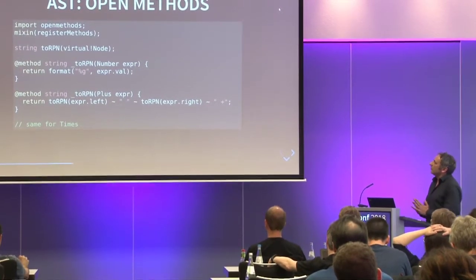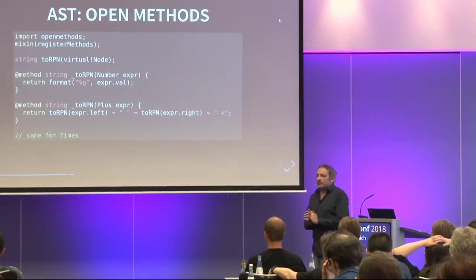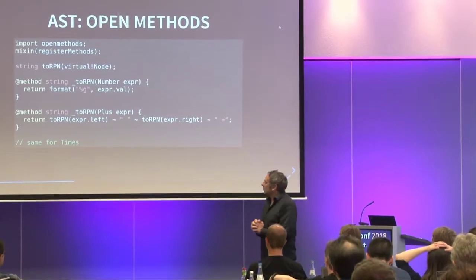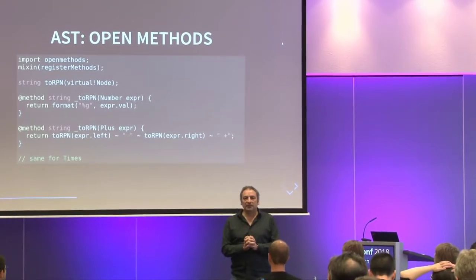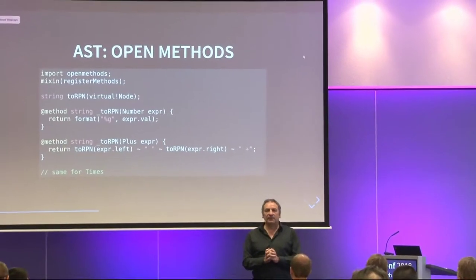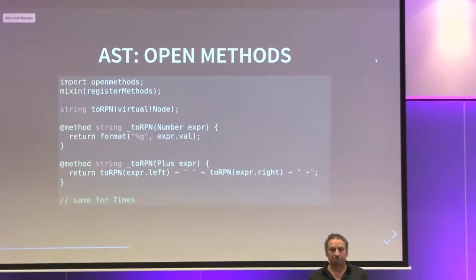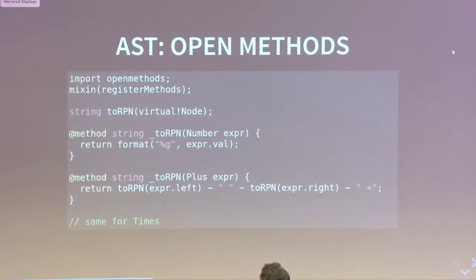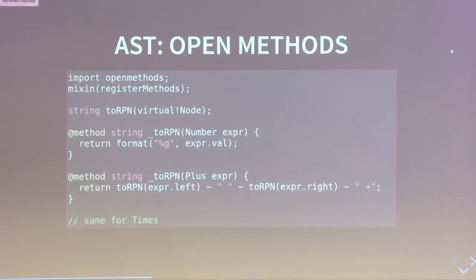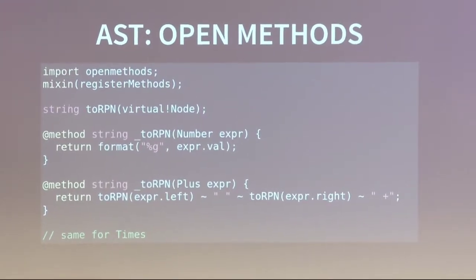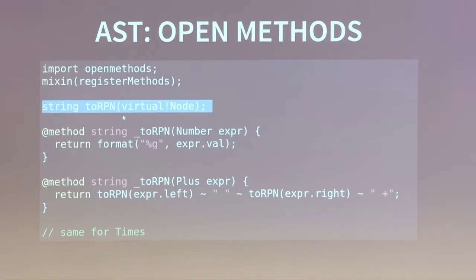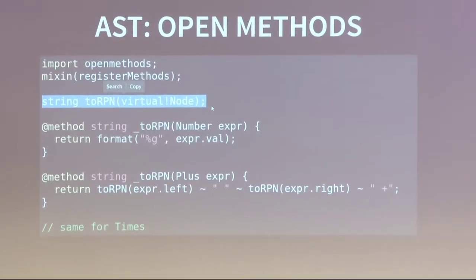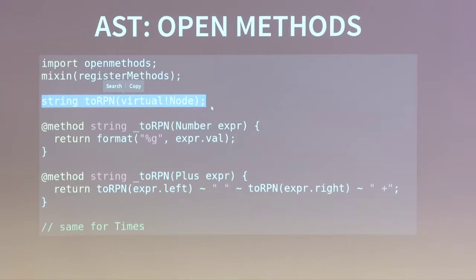So the solution I offered to you is called open methods. So an open method is simply a virtual function that is declared outside of a class. Okay? It comes with a bit of new syntax. You already saw part of that syntax here. So this is probably the most important piece. This says that we are declaring a function that is called toRPN and which takes a node.